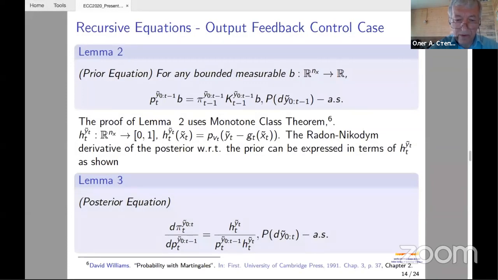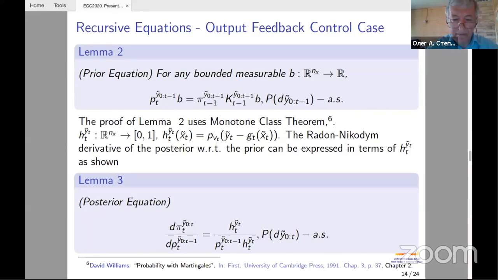Now coming to recursive equations for the output feedback control case. In this paper, using the extended transition kernel, we prove lemma 2, which states that integrating a function with respect to the prior measure is equal to integrating that function with respect to measure pi k. The proof of lemma 2 uses the Monotone class theorem.